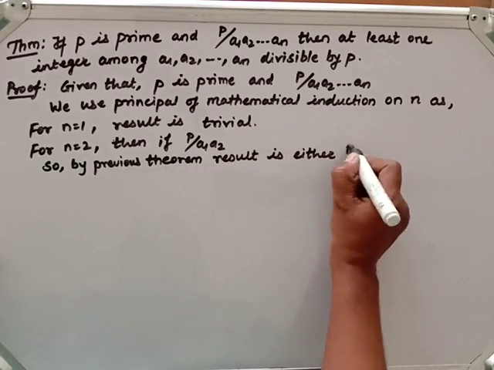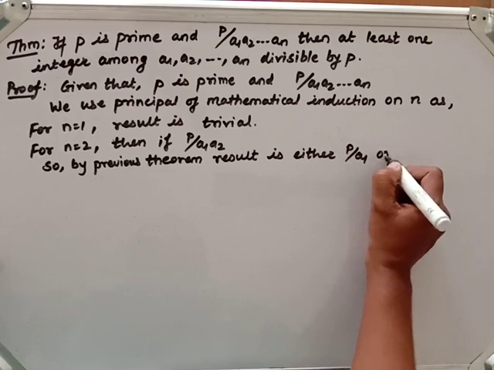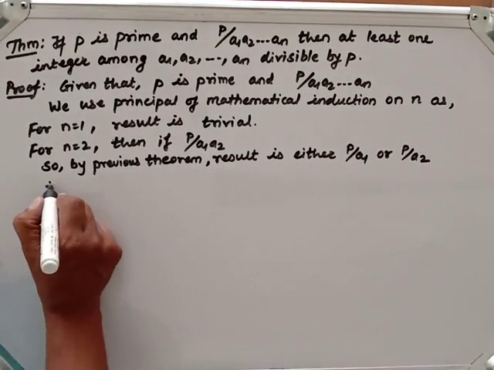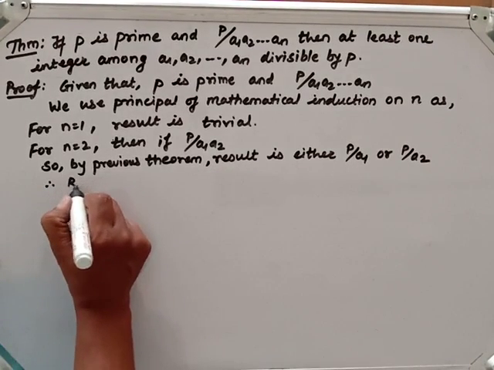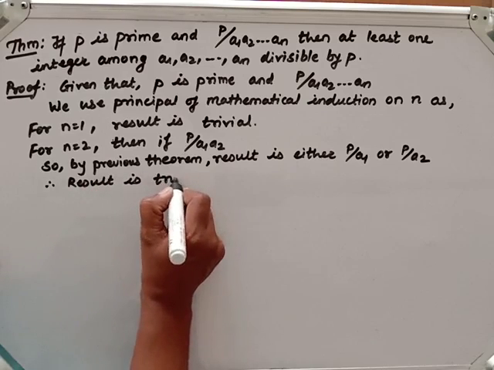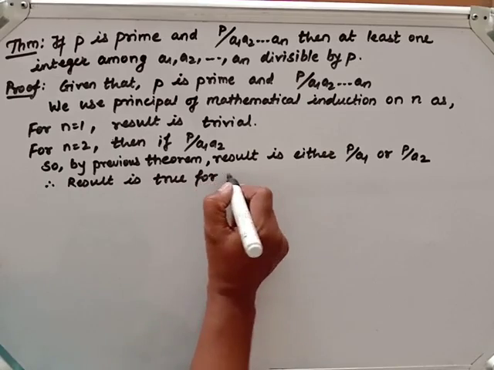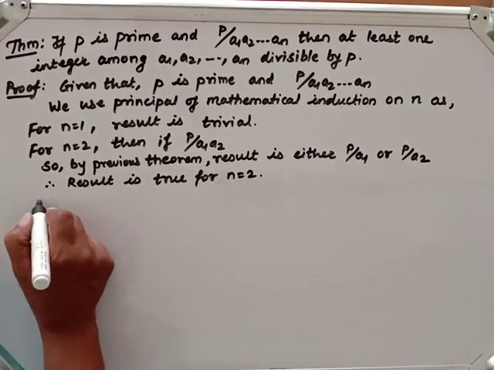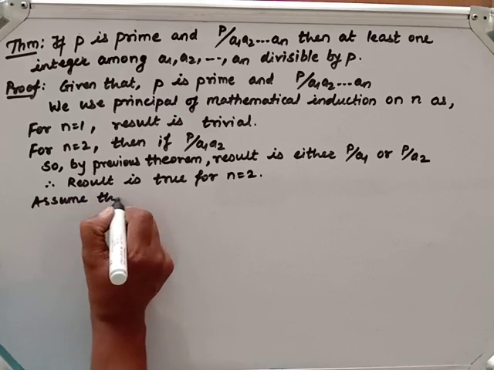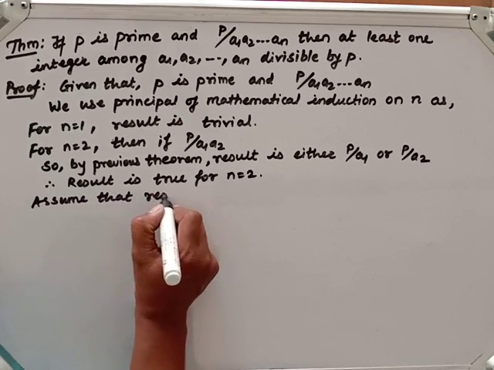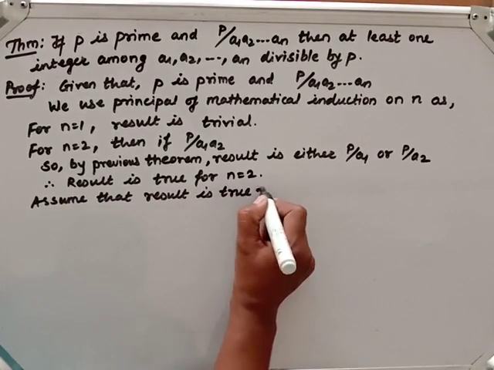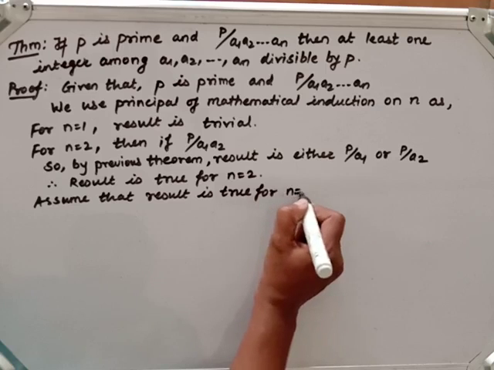Either P divides A1 or P divides A2. Fine. Therefore, this result is true for n equal to 2 also. Now assume that the result is true for n equal to k.